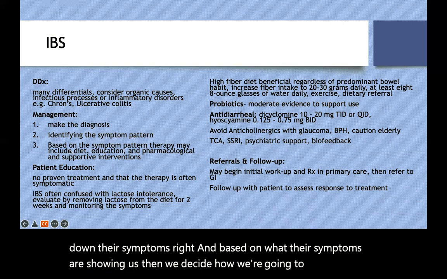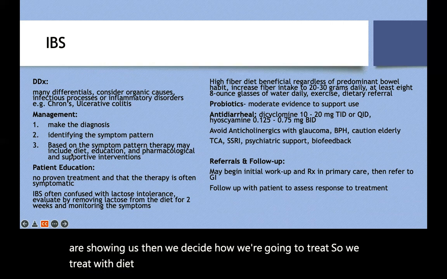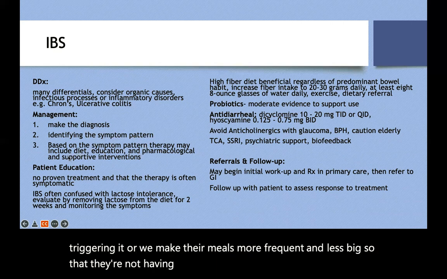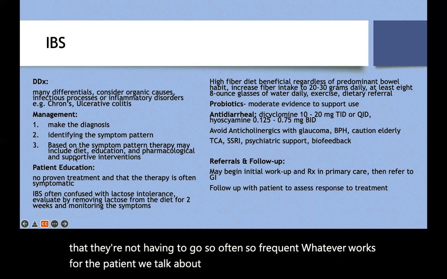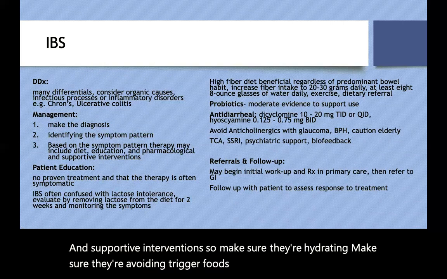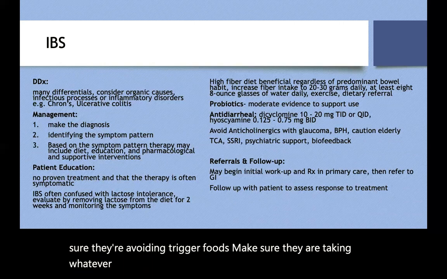So we treat with diet modification. We cut out things that are obviously triggering it, or we make their meals more frequent and less big so that they're not having to go so often, whatever works for the patient. We talk about education. We talk about pharmacological and supportive intervention. So make sure they're hydrating, make sure they're avoiding trigger foods, make sure they are taking whatever medications will work for them if they need anti-diarrhea versus laxatives.